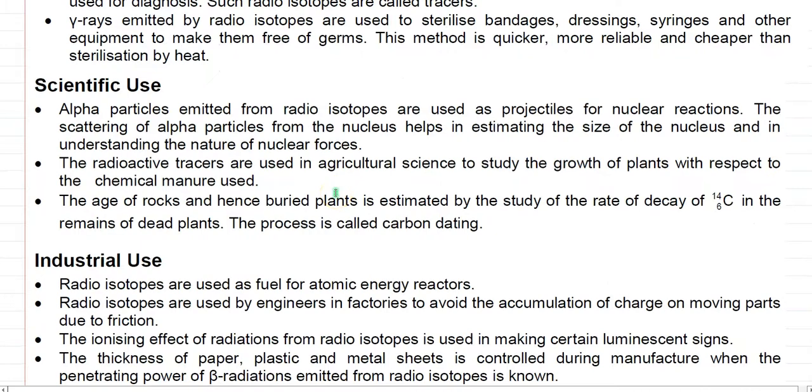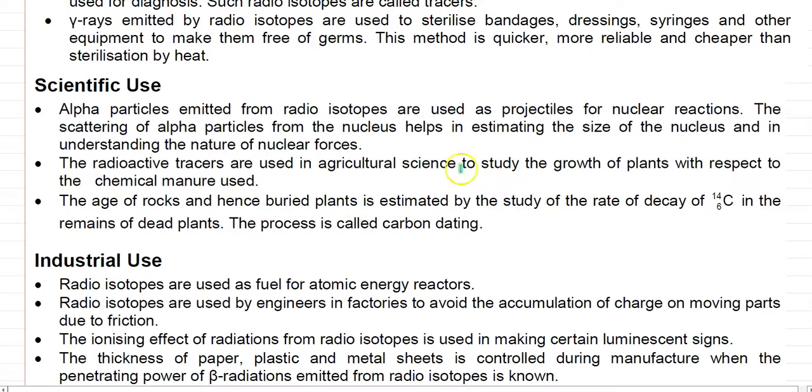Scientific use. There are many more scientific uses also. Alpha particles emitted from radioactive isotopes are used as projectiles for nuclear reactions. The Rutherford gold foil experiment: Rutherford bombarded the gold plate with alpha particles. The alpha particles are emitted from a radioactive nucleus.